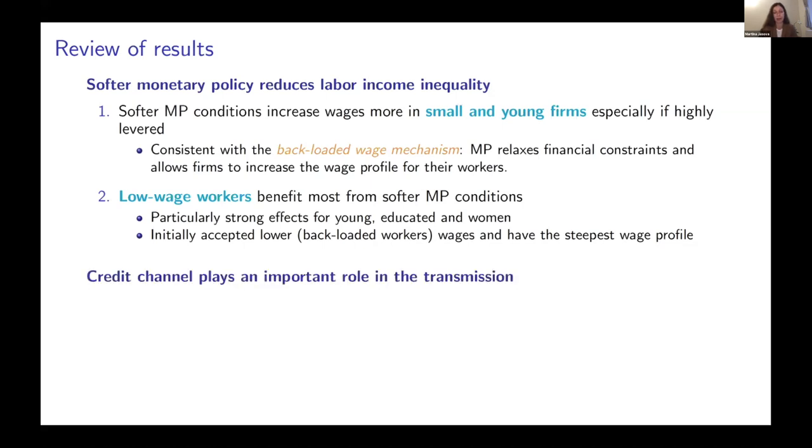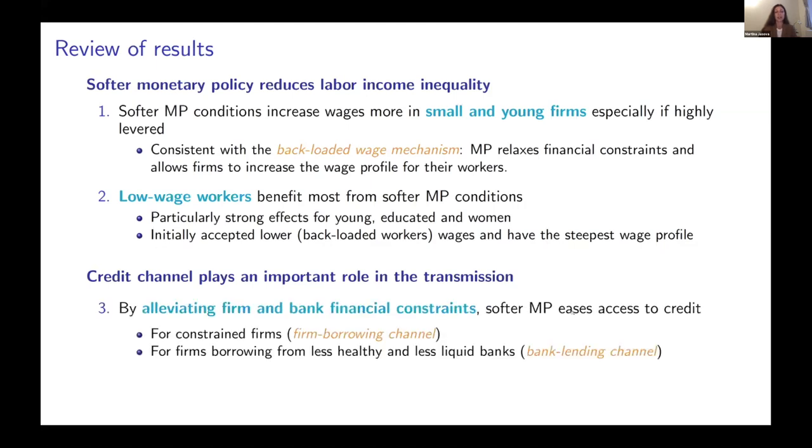Now, in the second part of the paper, we try to speak more closely to the mechanism. And in particular, we argue that the credit channel actually plays a very important role in the transmission. When I say credit channel, we look into two flavors of the credit channel, the firm balance sheet channel or the firm borrowing channel and the bank lending channel. And we find that both of them are actually operational, which suggests that by alleviating firm and bank financial constraints, softening of the monetary policy eases access to credit for constrained firms and also for the firms borrowing from less healthy or less liquid banks.